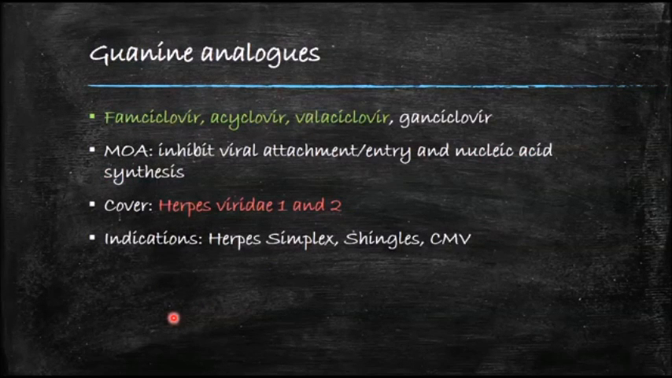Then guanine analog is probably the only antiviral that you need to know, so things like famciclovir and acyclovir. And they inhibit the attachment and the entry of the virus into the cell. And they're used for herpes 1 and 2.